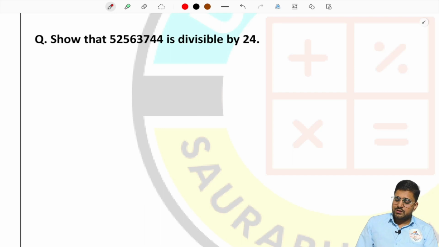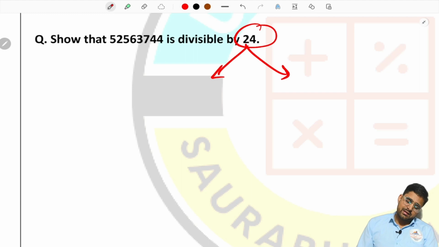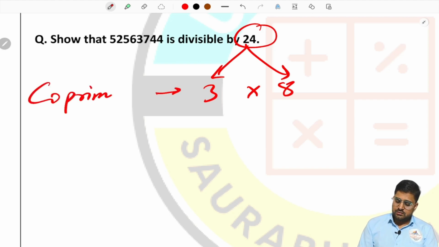This is also a good question. We have covered it in lecture number 1, where we discussed the divisibility of 24, 12, this kind of numbers. This type of question requires you to find the co-prime numbers first. So divisibility of 24 requires the co-prime numbers of 24. What are they? They are 3 and 8. Okay, the co-primes are 3 and 8. So this number should be divisible by 3 and also by 8.